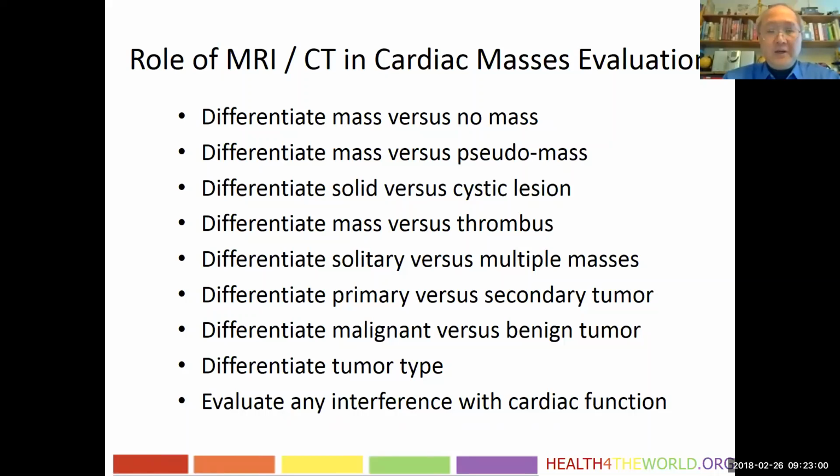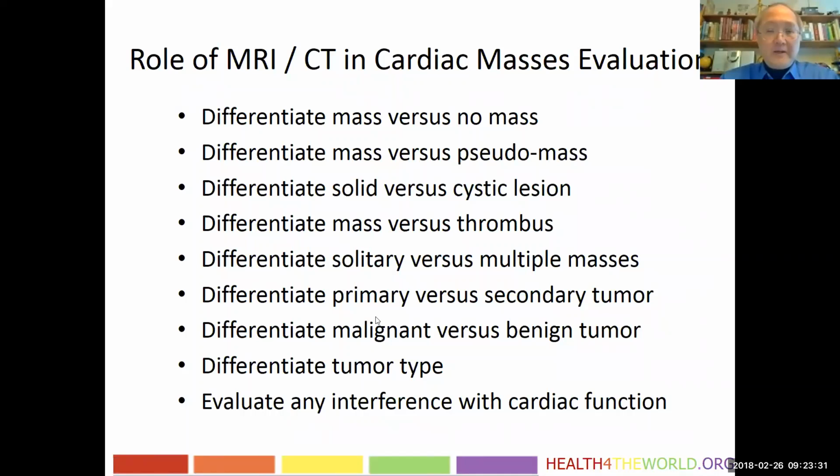We use CT and MR to differentiate solitary versus multiple masses. CT and MR tend to do a better job than echo because we can see every aspect of the heart, including the great vessels coming in and out of the heart fairly clearly. And then we will want to differentiate primary versus secondary tumor. The way we do this is because in CT and MR, we see more than just the heart. We usually see the mediastinum and the surrounding structures. So if there is a primary mass outside of the heart, we usually can see it quite well.